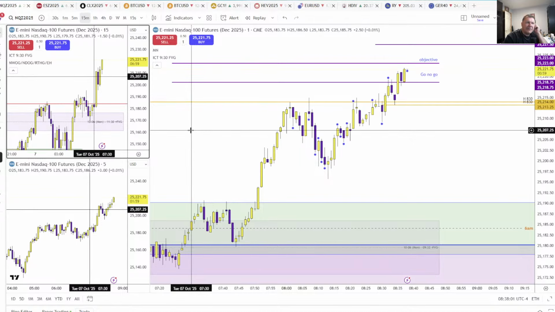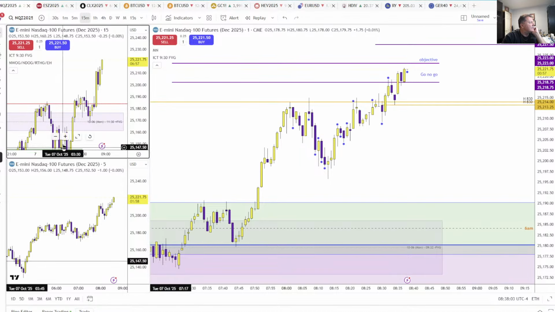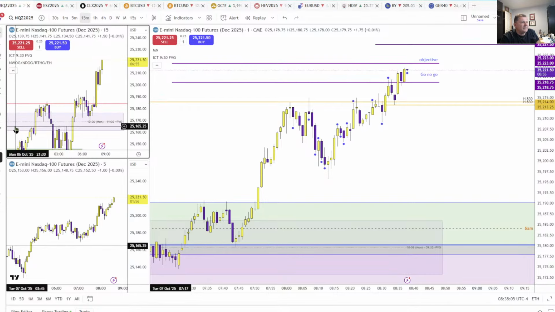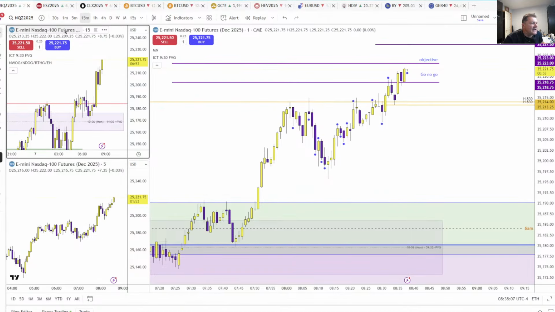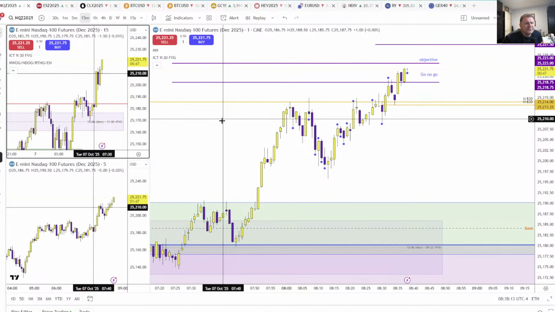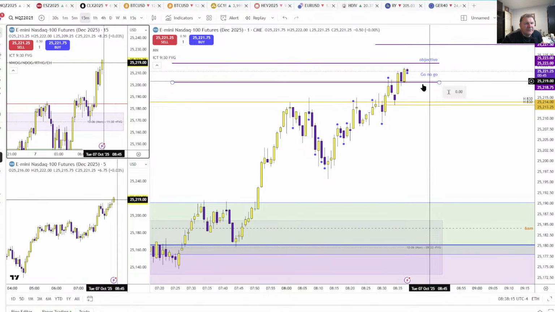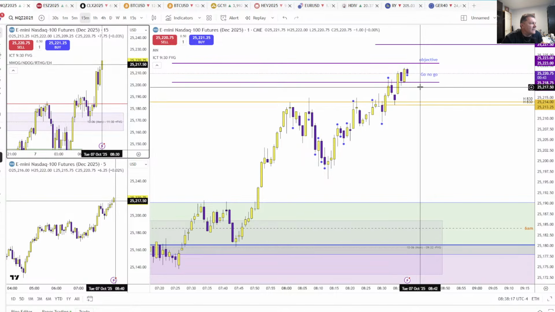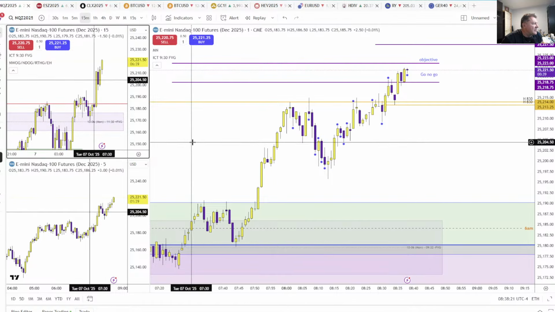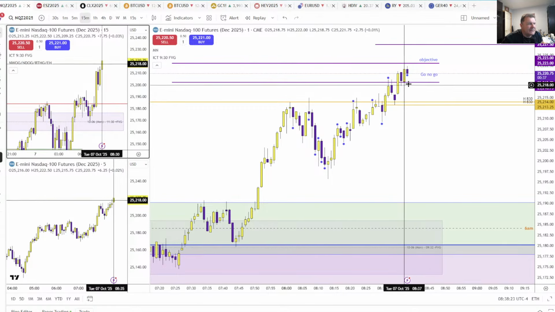What we're going to be talking about this morning is this nice little delicious run-up in NASDAQ. I'll go through a bunch of these charts this morning, but right now we're looking for a reversal time. I have a no-go zone, which is right here. That is the top of our premium array in the hourly, just sitting right here.